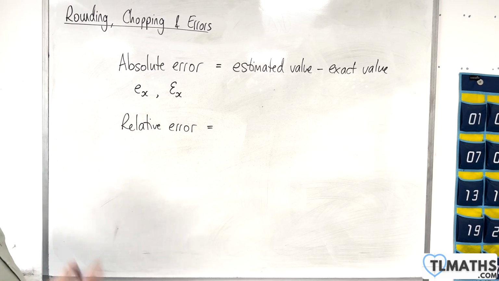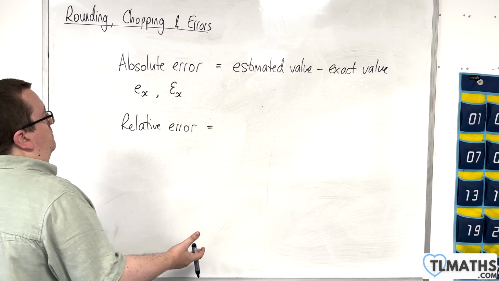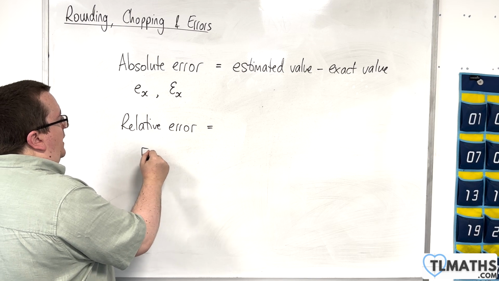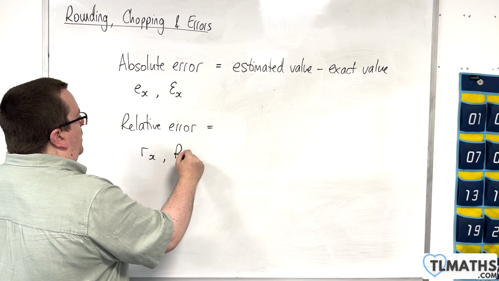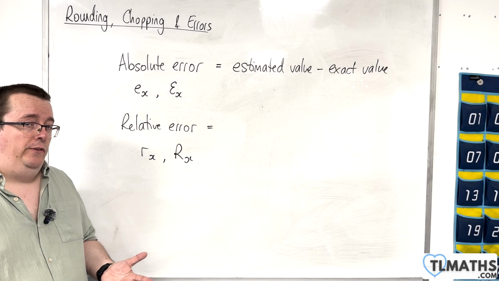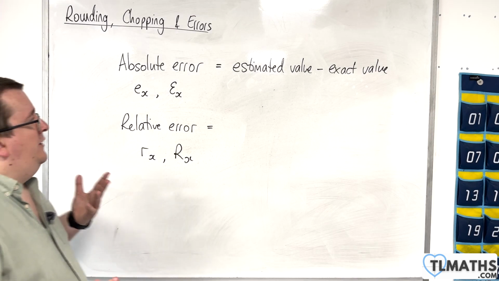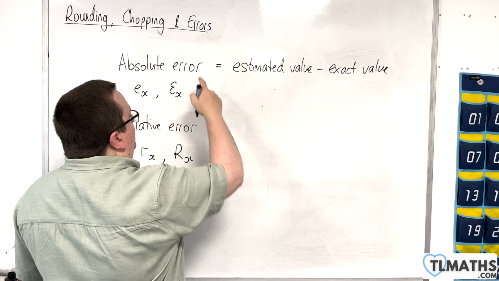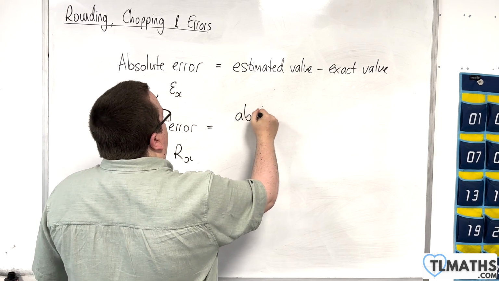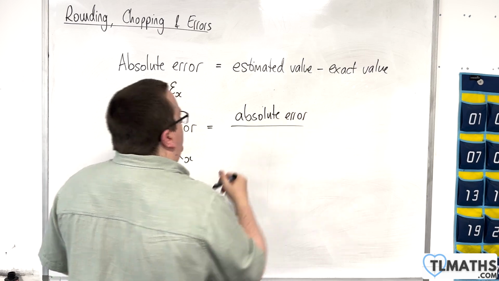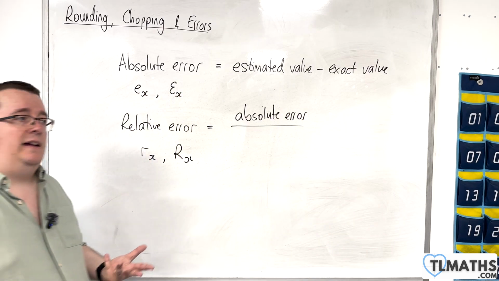So the relative error has its own notation. We either write it as a lowercase rx or as a capital Rx. And you may see either of these two notations, and it is calculated by taking the absolute value, and the absolute error, rather, that you've calculated before, and dividing that by the exact value.